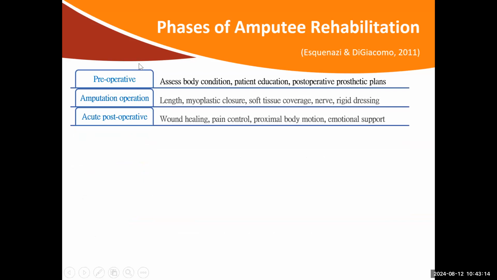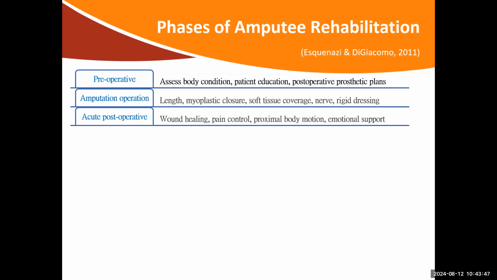Of course, we will see some patients acutely or operatively, but sometimes we may see them in the pre-op stage. If you work in the actual hospital, there may be some patients who are not urgently operated on. Like if you have necrotizing fasciitis, it's an urgent operation, so you can't have the pre-op phase.